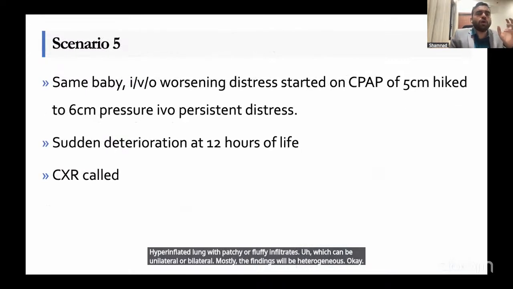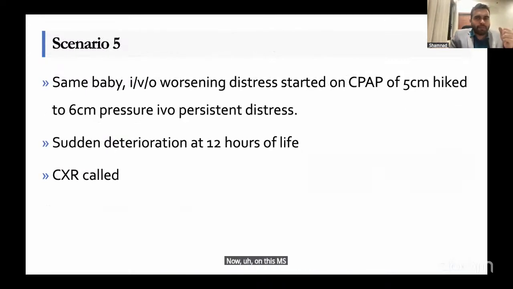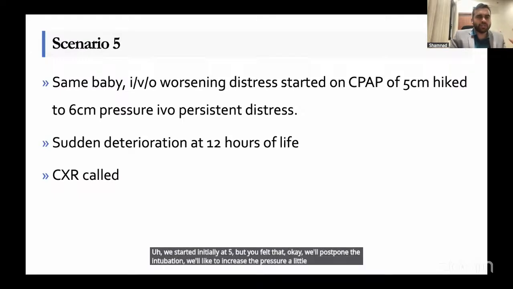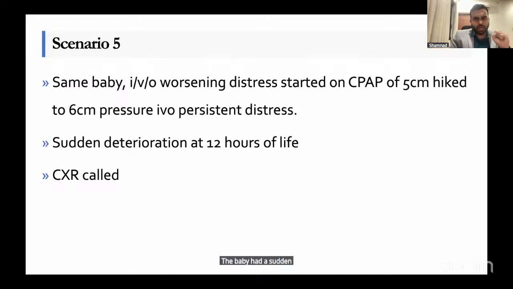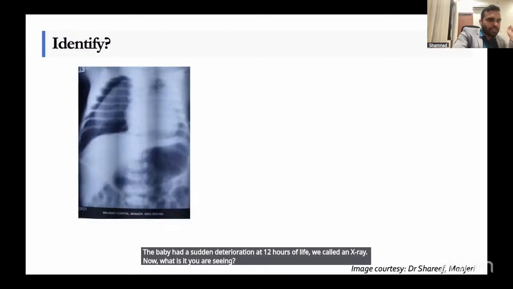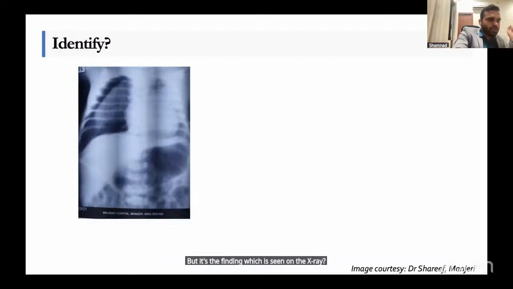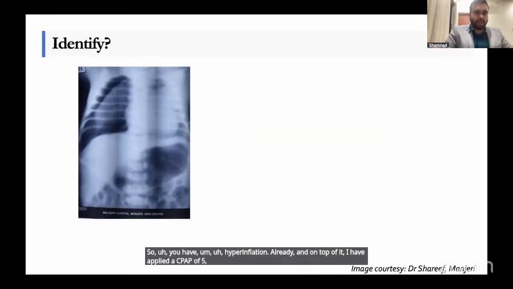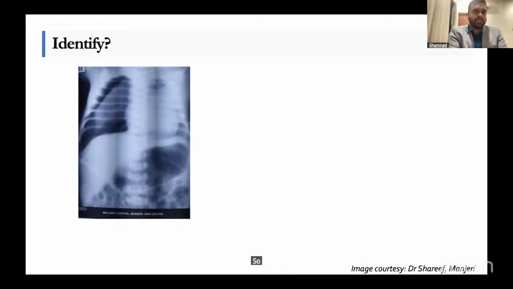Okay. Now, on this MAS baby, we started a CPAP. We started initially at 5, but you felt that, okay, we'll postpone the intubation, we'd like to increase the pressure a little more. We increased it to 6. The baby had a sudden deterioration at 12 hours of life. We called an X-ray. Now, what is it you are seeing? What is the finding seen on the X-ray? We just described what the problem is with an MAS lung. You have hyperinflation already, and on top of it, I applied a CPAP of 5 and then increased it from 5 to 6. So what is the finding you are seeing?